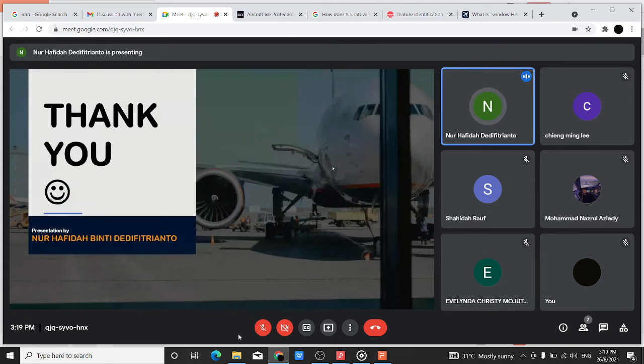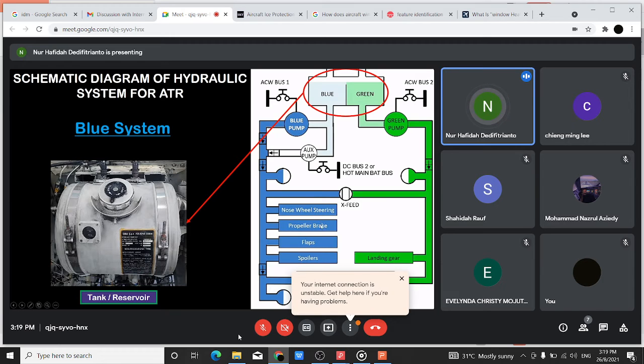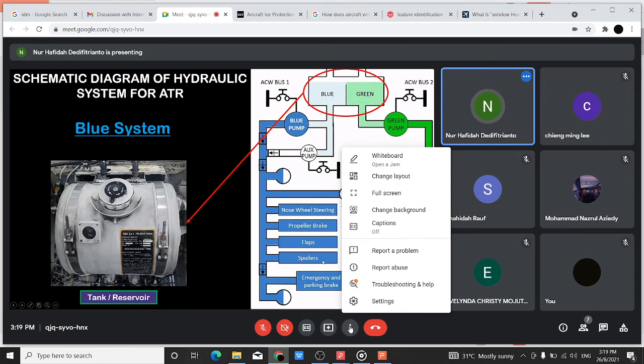I just have a few pictures of the components of the hydraulic system in the ATR aircraft, just in case we are going to see them. For the ATR system, we have two systems, the blue and green system. Actually, it's the same hydraulic fluid. There's no blue fluid or green fluid, it's just the STEM fluid. But we separate the system just to separate the function. For example, the blue system will function the nose wheel steering, the propeller brake, the flaps and spoilers.